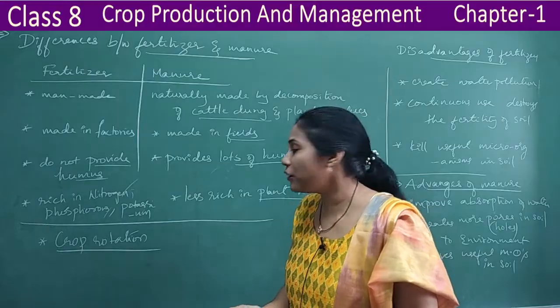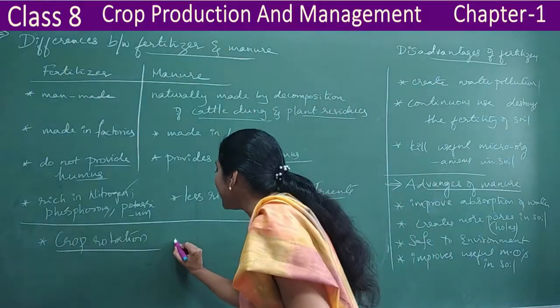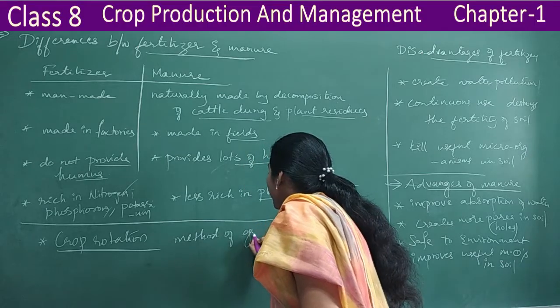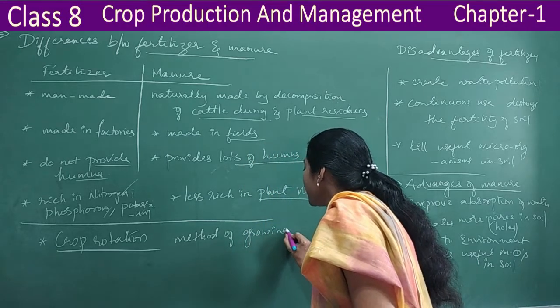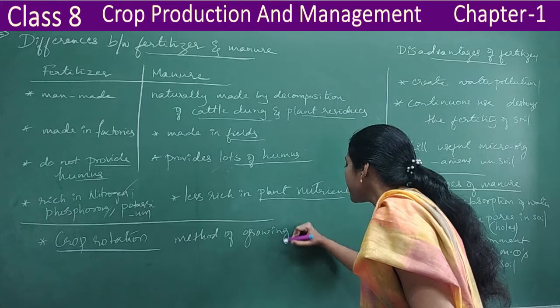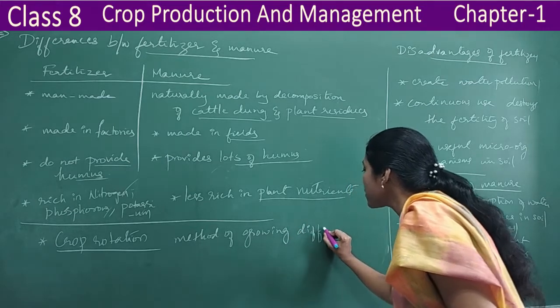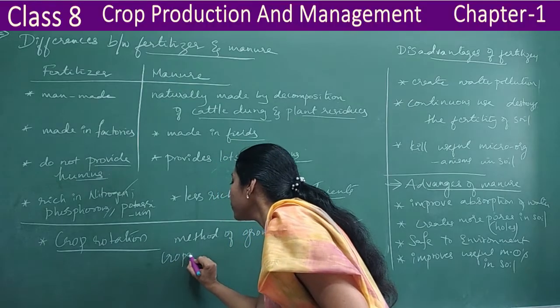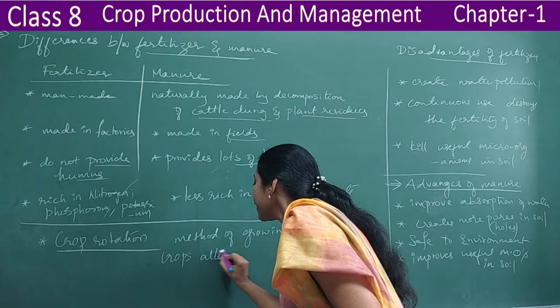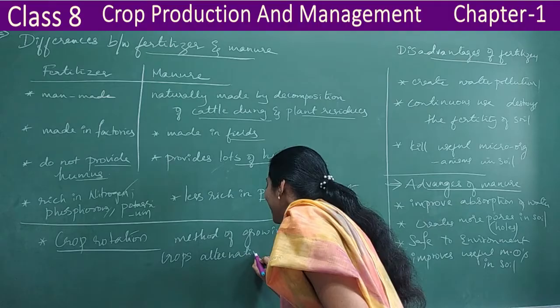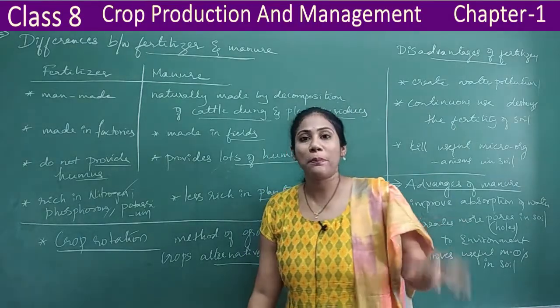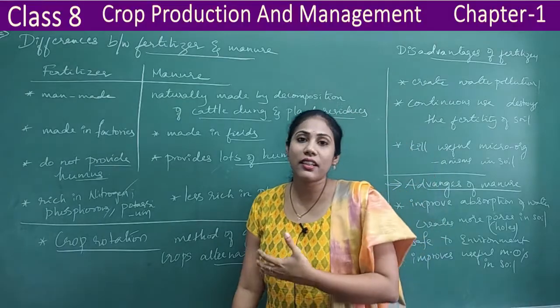So how do you define crop rotation? It is a method of growing different crops alternatively.